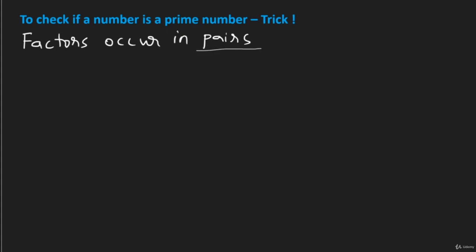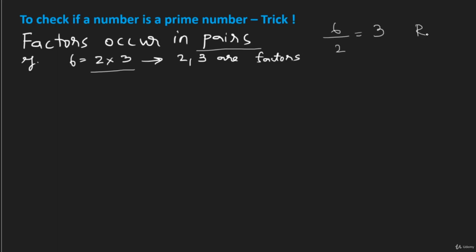Say, let's take the number 6. Now, I know that 6 is equal to 2 into 3, right? If I say that 2 is a factor of 6, along with 2, I also get 3, right? Because when you divide 6 by 2, you get the quotient 3 and the remainder is 0. This indicates that if I divide 6 by 3, I will get the quotient 2 and the remainder is 0, right? Therefore, I can see that factors occur in pairs.